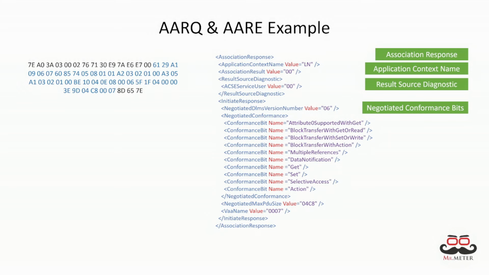As you can see, the number of conformance bits that are negotiated is lesser than the number that we requested, and it is normal because in general we request a general number of conformances depending on the action we are going to do next, and the meters will respond with fewer ones depending on the security level and what services they provide. And at last, the negotiated max PDU size. The meter is telling us that it's going to communicate with us with a PDU size of 04C8.